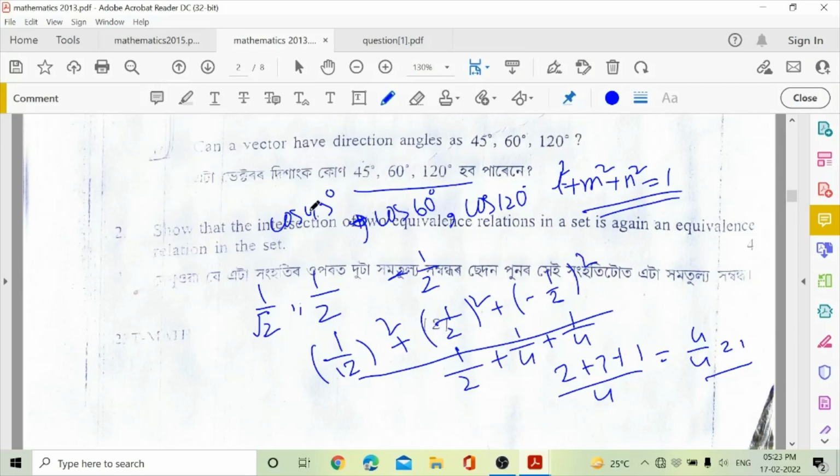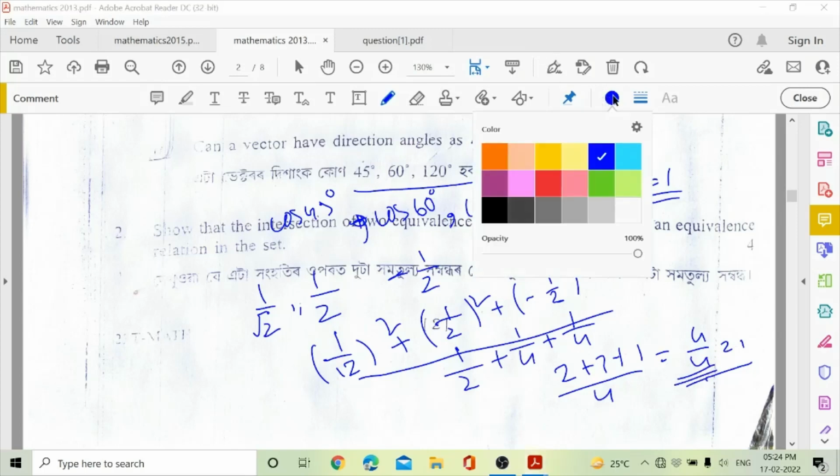So first of all, angles are given, so we have to find the direction cosines. Three values will be known as direction cosines if the sum of their squares is equal to 1. So let us find their cos values: cos 45 degree is 1 by root 2, cos 60 is half, cos 120 is minus half. The sum of their squares is equal to 1, so obviously they can form direction cosines or direction angles.